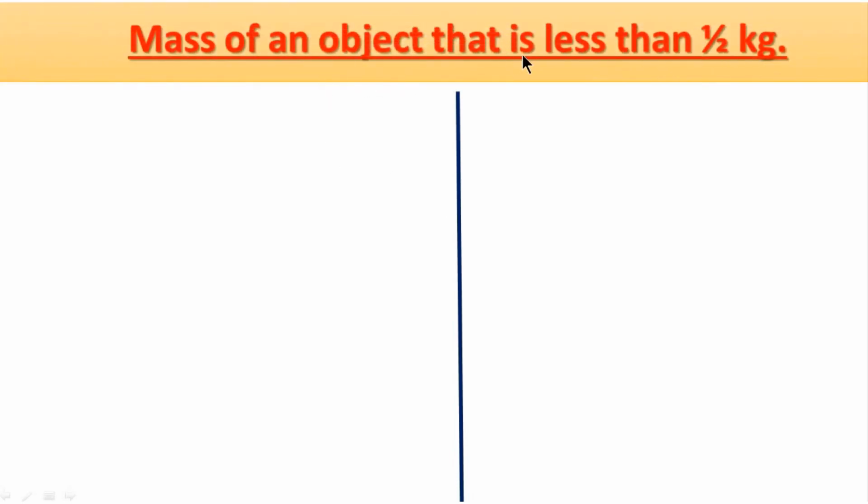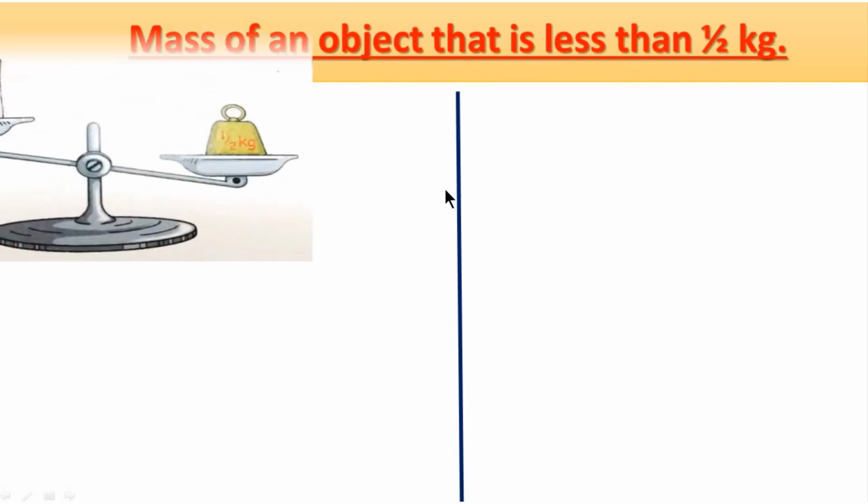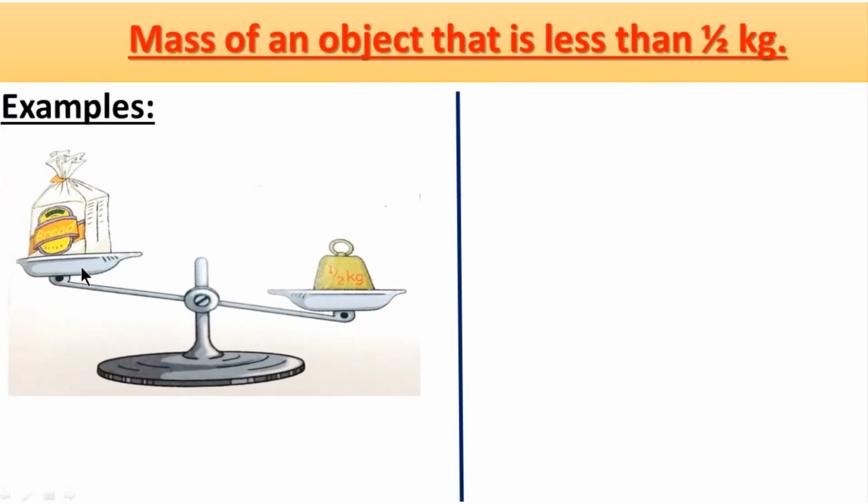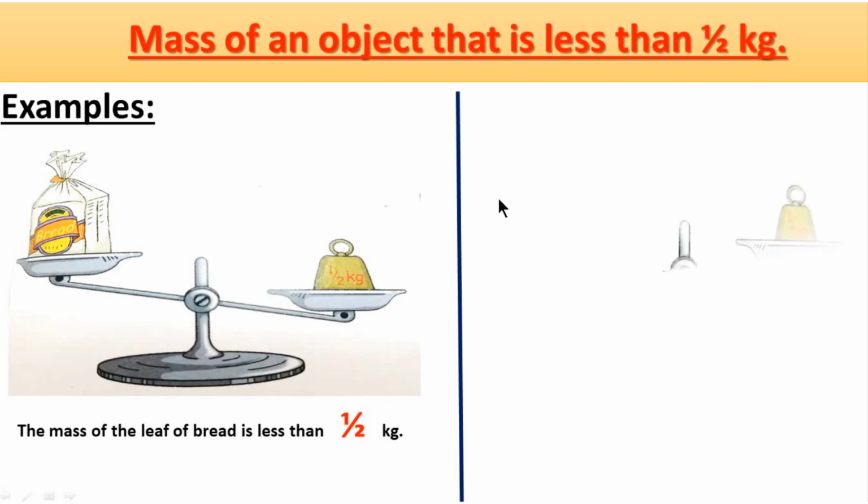So we can say the mass of the bag of flour is how much? Half kg. Let me tell you something about objects that have less than half kg mass. For example, see, what is this? Bread. And what is the weight here? Half kg. Is it equal? No, it's not equal. So we can say the mass of the loaf of bread is less than half kg. See, it's going down on one side and up on the other. This means it's not equal. It is less than half kg.